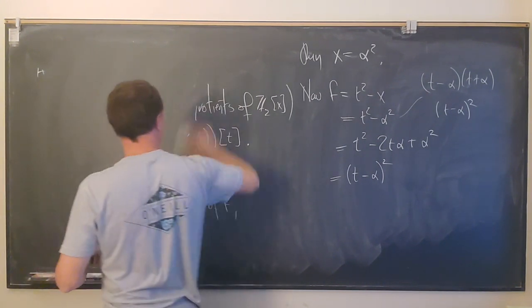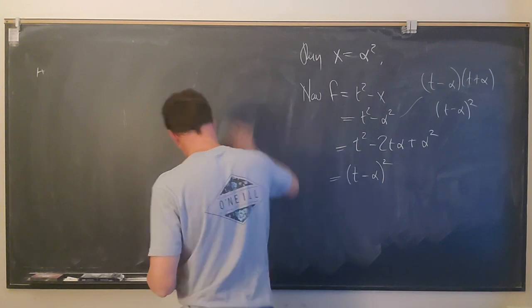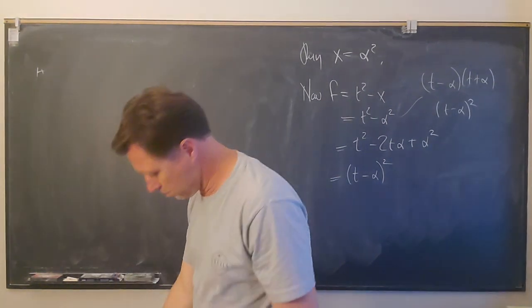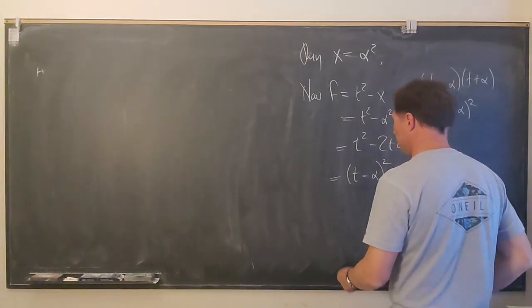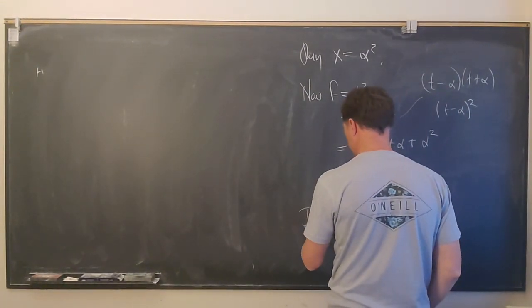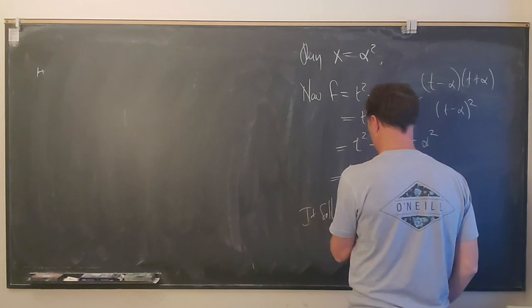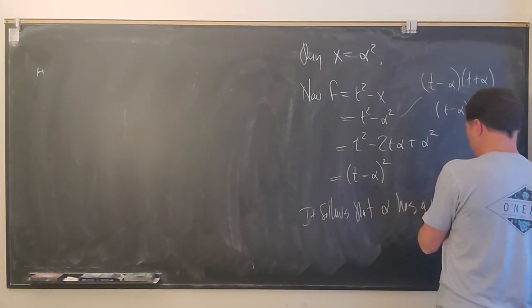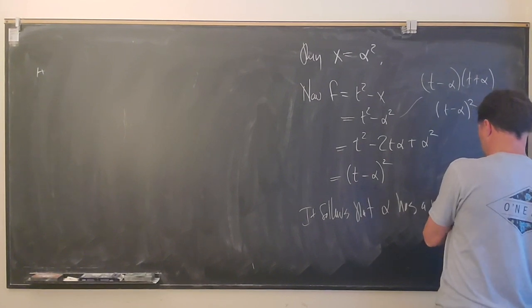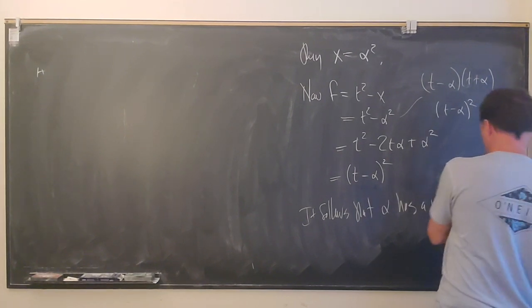Anyways, so what do we have? We've got f expressed in this way, which tells us that alpha is a multiple root. So it follows that alpha has a multiple root.